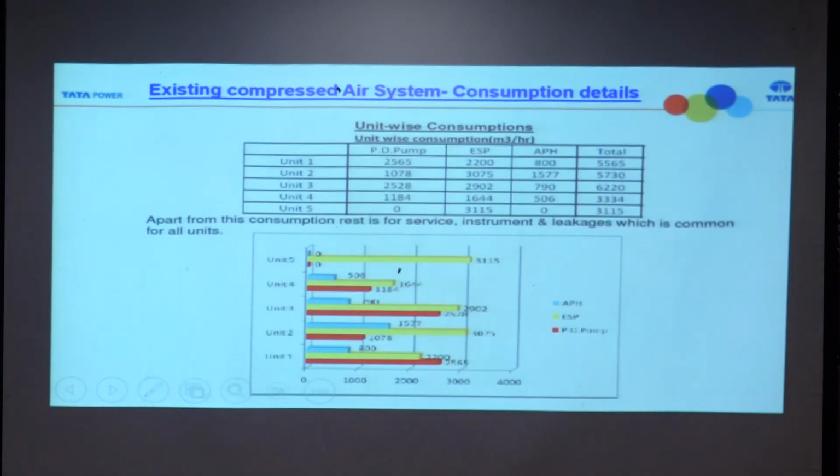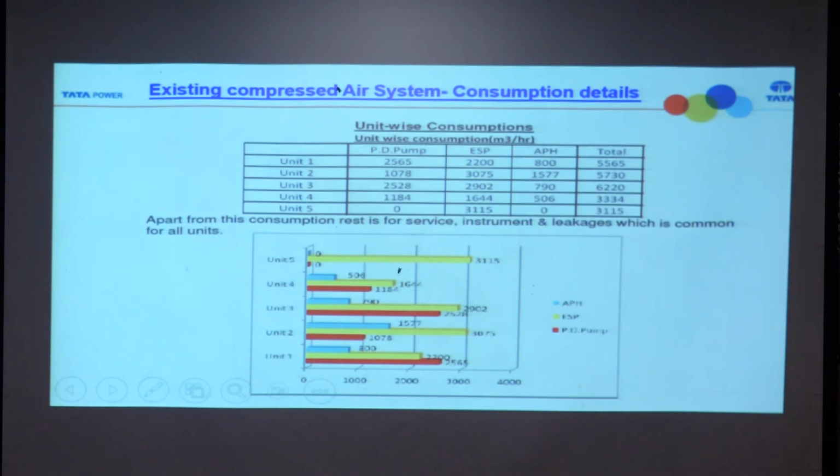Now these are the unit-wise consumptions. Unit 1, the PD pumps, consume near about 2565. The consumption in ESP is 2200. In the air preheater ash evacuation system, it consumes near about 800. Total 5565. And for unit 5, there is no PD pump, and unit 5 APH also doesn't have the ash evacuation system.